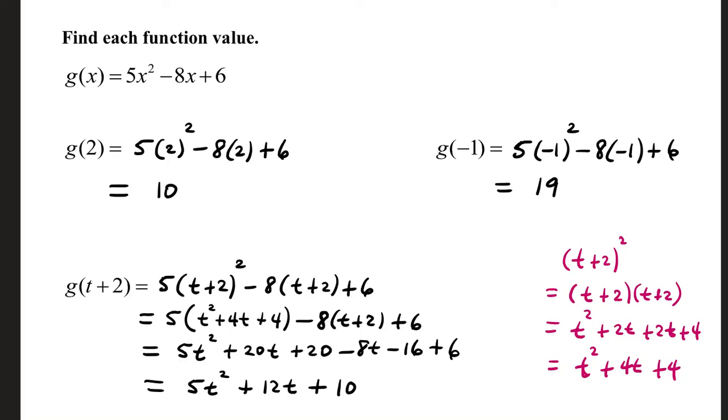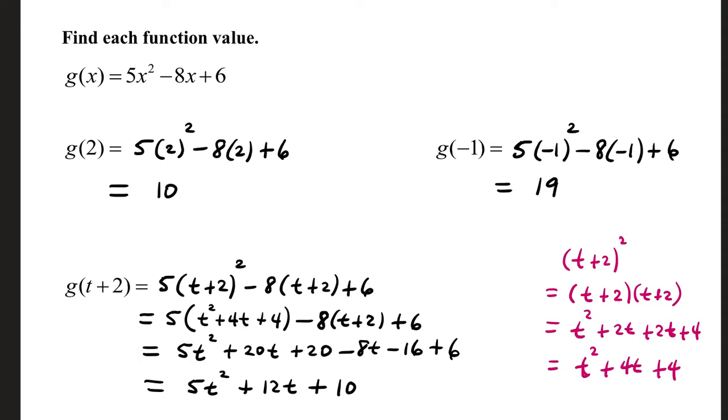Find each function value. We have a quadratic function, 5x squared minus 8x plus 6. First, we're going to substitute 2 into the function. Everywhere you see an x, replace that with a 2. Use your calculator or mental math, either one. That's 4, 20, minus 16 is 4, plus 6 is 10. So that's your function value when x equals 2.